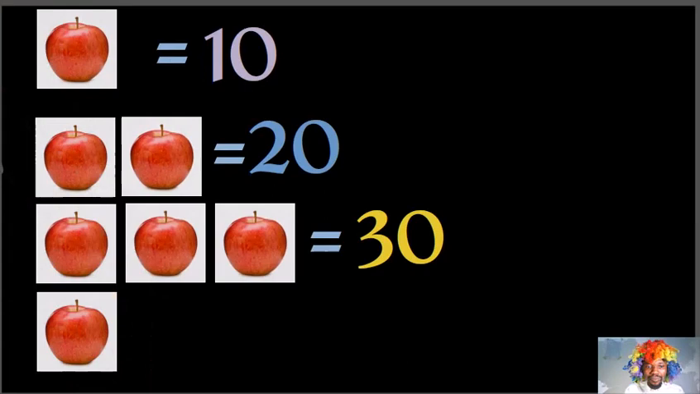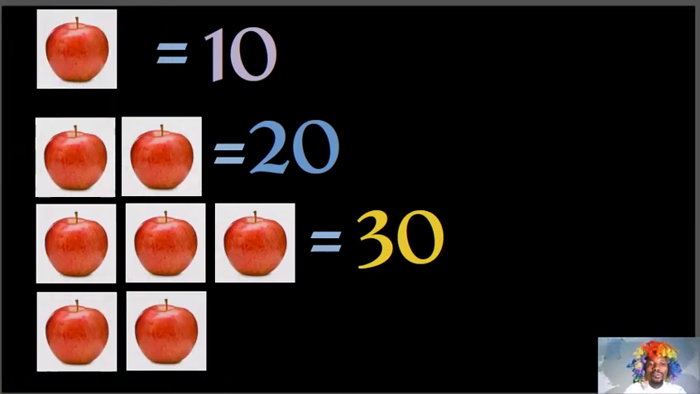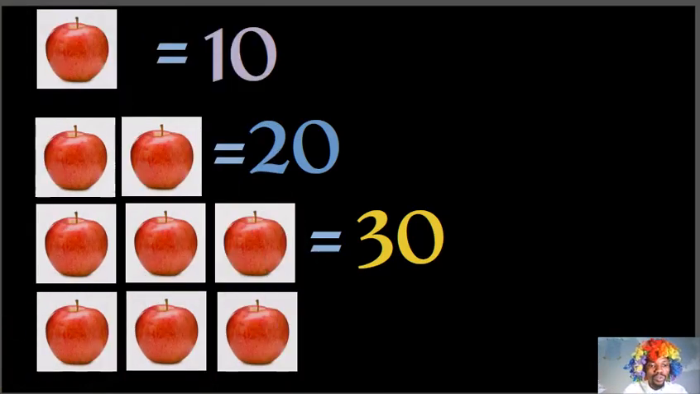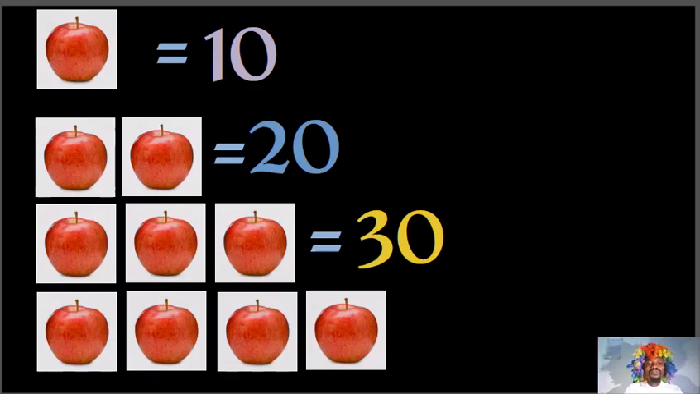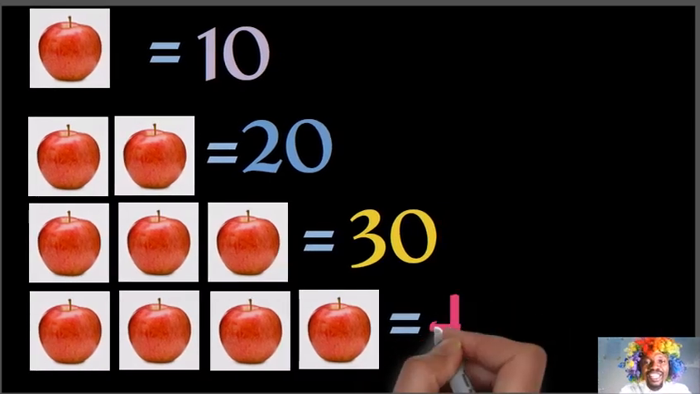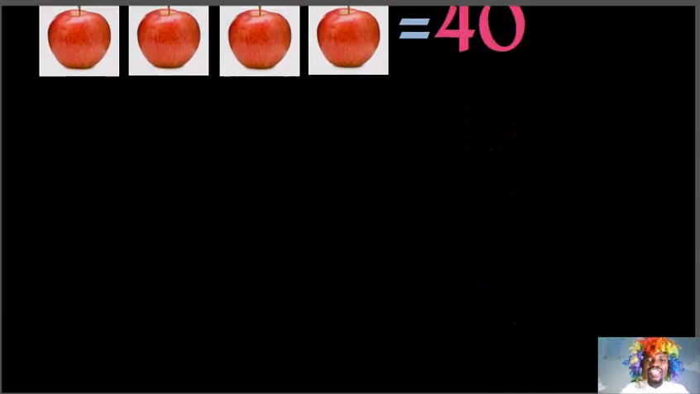So another one. Let's bring another apple and make it 4. 4 apples. What do you think will be the answer here? Counting in tens, remember? 10, 20, 30, what? That will give us 40. All right, we can continue more and more and more.